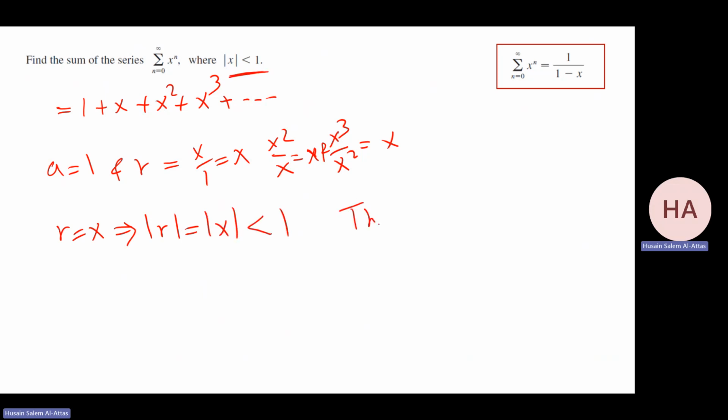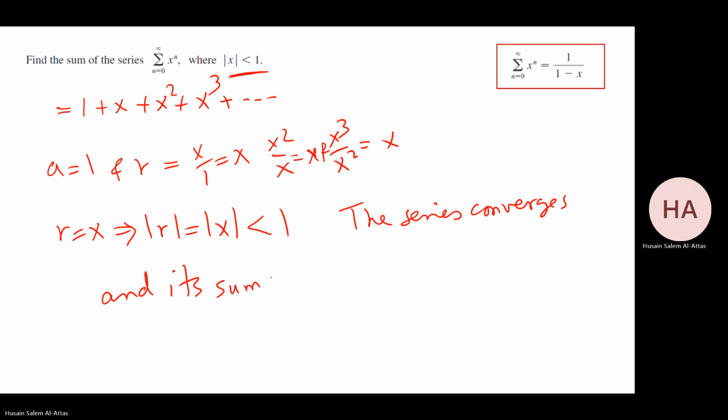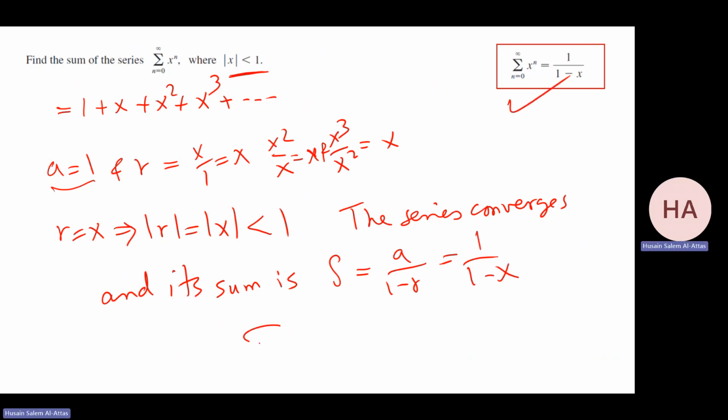So the series converges, and its sum is what? S equals A over 1 minus R. What is A? A is 1, R is x, and that will be the answer. So this summation, actually we'll use it later, it's 1 over 1 minus x.